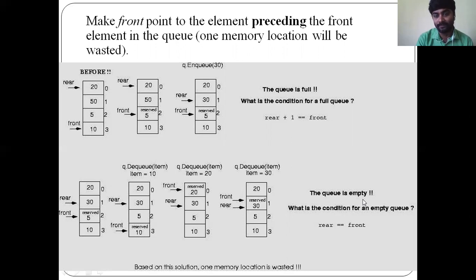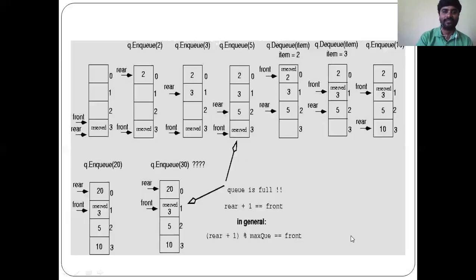The queue is empty. What is the condition for an empty queue? Rear equals front. So here the full condition is rear plus 1 equals front, and the empty condition is rear equals front. Now we have to see how the queue can perform different enqueue and dequeue processes, item adding and removing, and rear and front conditions.